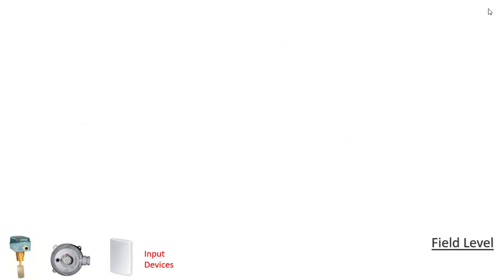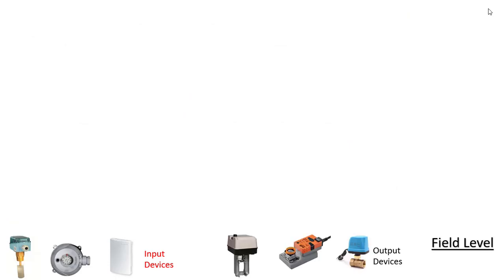So let's start. The first level is the field level, which consists of input devices and output devices. These devices are installed on equipment which is being controlled and monitored by the BMS. This equipment can be air handling units, fan coil units, VAVs, exhaust fans, chillers and boilers. In my previous videos, I talked about these devices in great detail.